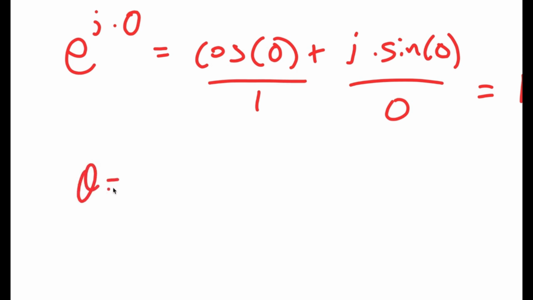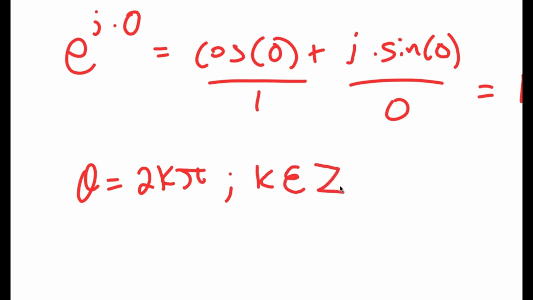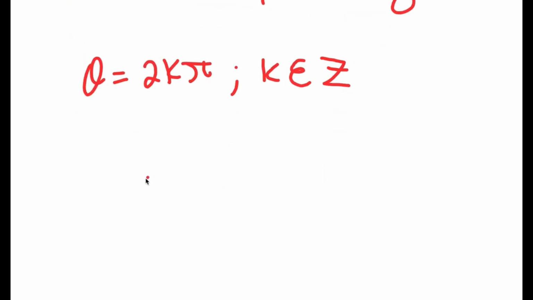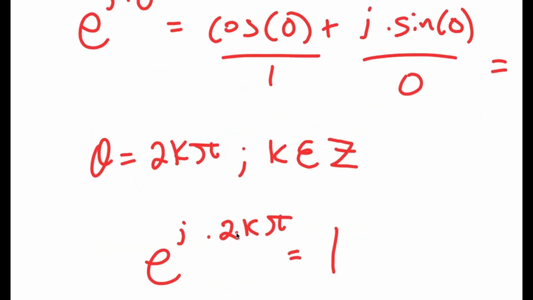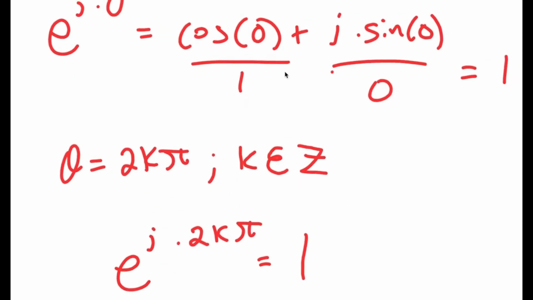Now, what if we say theta is equal to 2k pi? And k is just a substitution for all real numbers. So now I get e to the power of i times 2k pi is equal to 1. Because all we did was we just substituted theta in for 2k pi into this same thing.